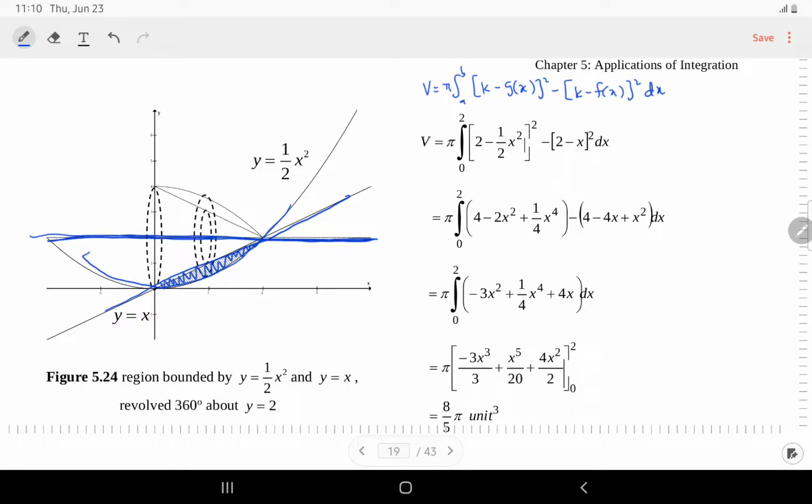Okay, so what is our k? K is the axis of revolution yang ni. So equation dia adalah y equal to 2. So our k is 2. So masukkan 2 kat sini, 2 kat sini. And then g is the lower boundary, f is the upper boundary. Okay, kita tengok lower boundary dia yang ni lah. Lower boundary belah bawah. Belah bawah yang mana function dia? Yang ni. Okay, masukkan half x square. F pula adalah upper boundary yang ni. Okay, yang mana function dia? X. So kita masukkan x. Okay, so solvekan. Ini jawapan dia.